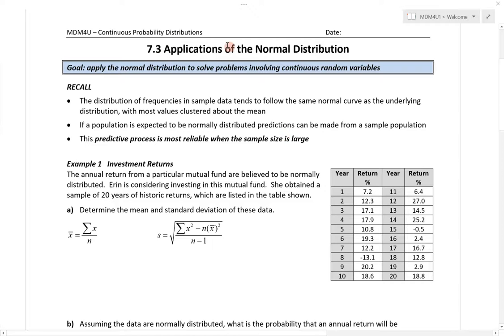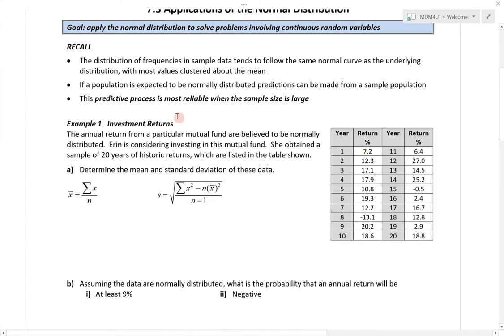7.3 Applications of the normal distribution. So let's do a few application type problems. So here's example number one.